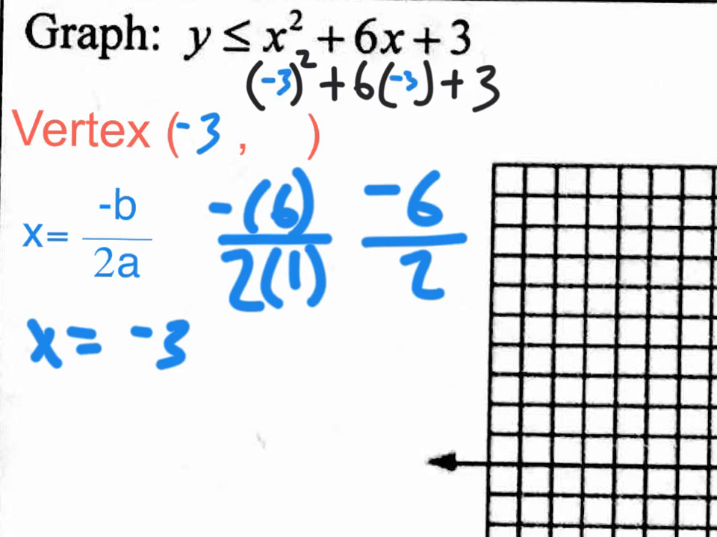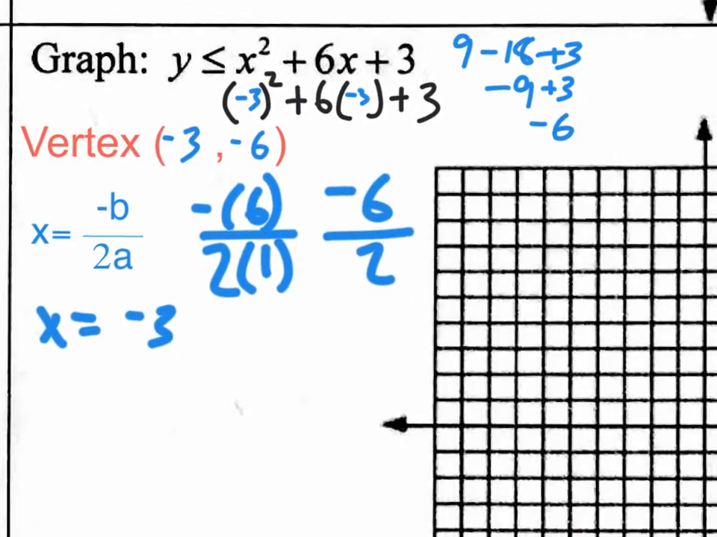If we think about this, we have negative 3 squared, that's 9. And then 6 times negative 3 is negative 18. So what I really have is positive 9 minus 18 plus 3. That's really negative 9 plus 3, which means my y value is negative 6. So my vertex is negative 3, negative 6. That's the most important point.